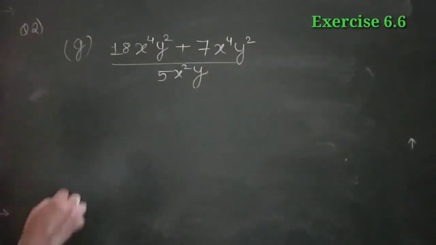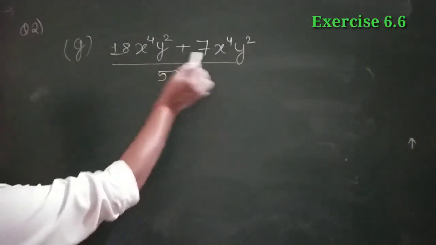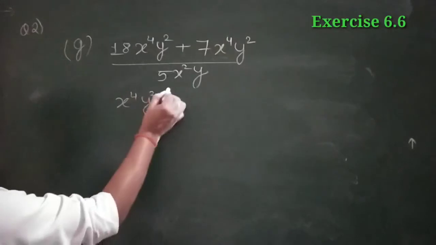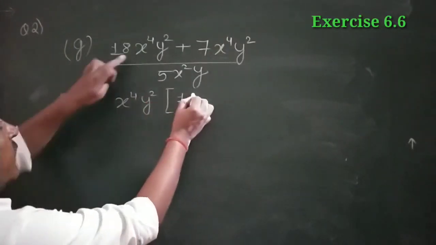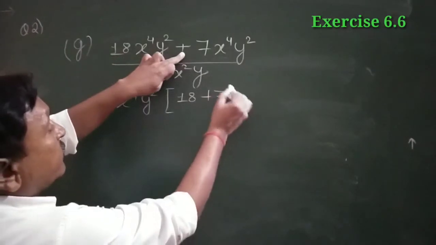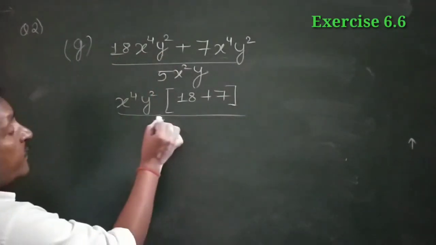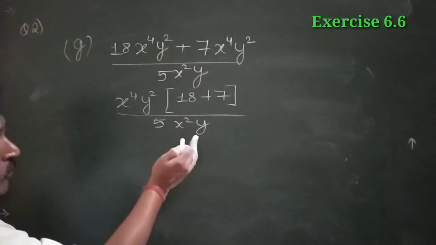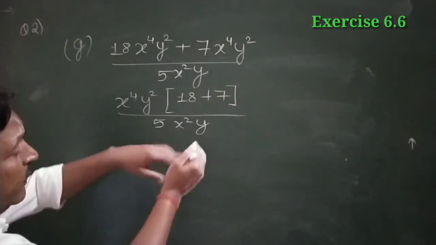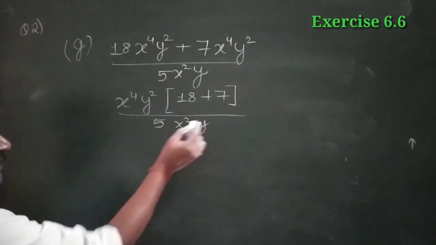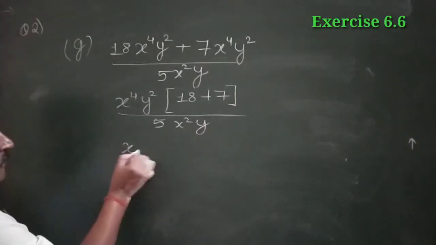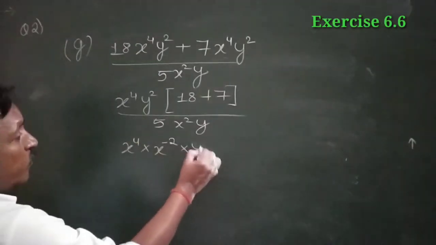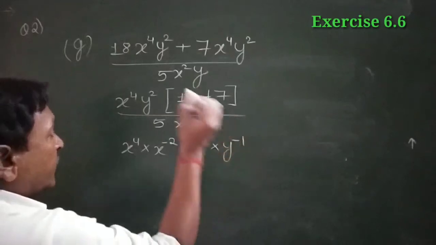Okay, now see part G. In part G, no number is common, but in alphabets the same thing is here. So we can take out x raised to the power 4 into y square as a common. So what is left inside the bracket? Here 18 plus 7. Okay. Here 5x square y. We can transpose x square. Not transpose, we can send x square and y to the numerator. So their power sign will get changed. They are positive, they will become negative. x raised to the power 4 into x raised to the power minus 2 into y square into y raised to the power minus 1.